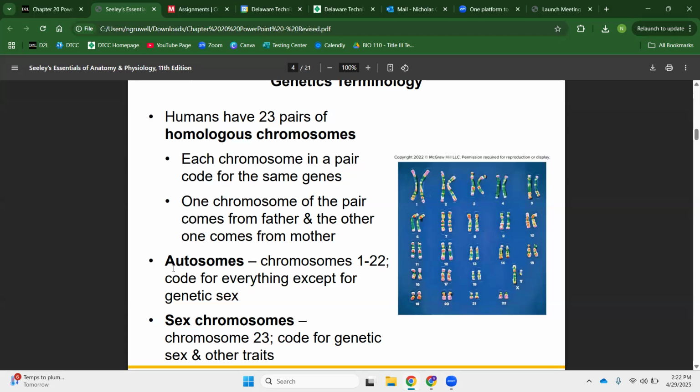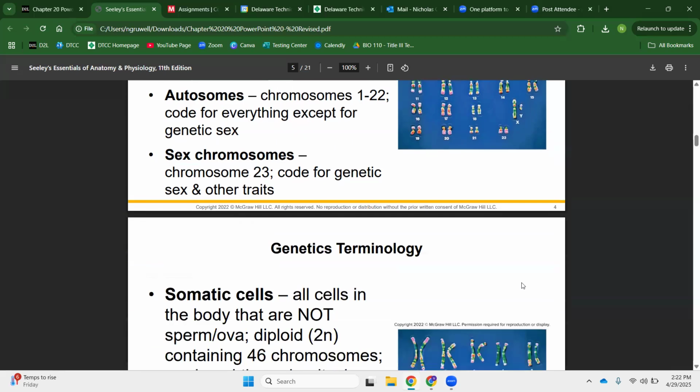1 through 22, we call the autosomes. And so they're going to code for every single thing in the body other than sex. So our sex chromosomes, this 23rd pair, is going to code for genetic sex. Like I said, if it's male DNA, this is going to be an XY. For females, we have two X chromosomes for our sex chromosomes. And while they obviously code for our genetic sex, they also have other traits associated. So they don't only code for sex. There's other things involved in these chromosomes.